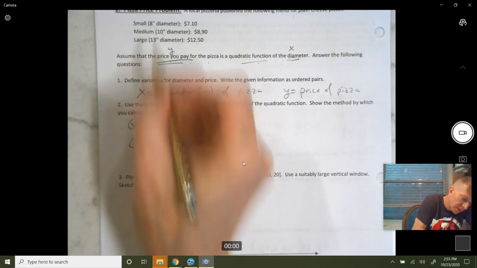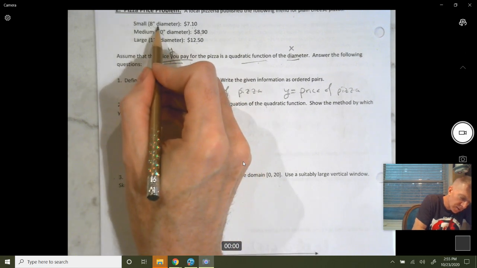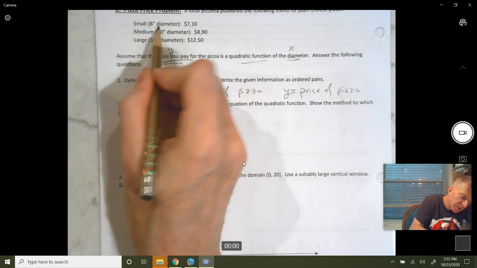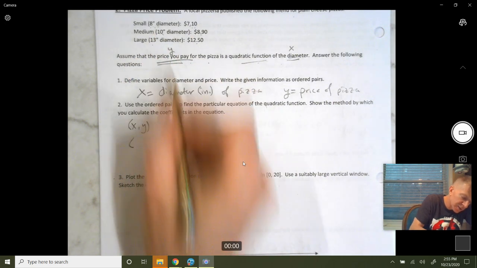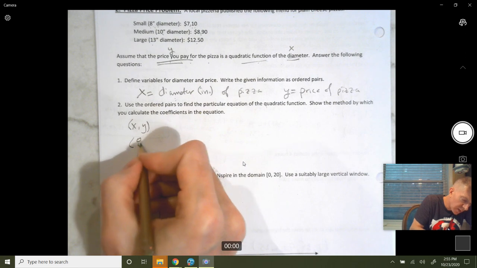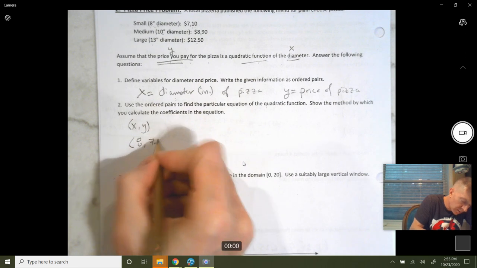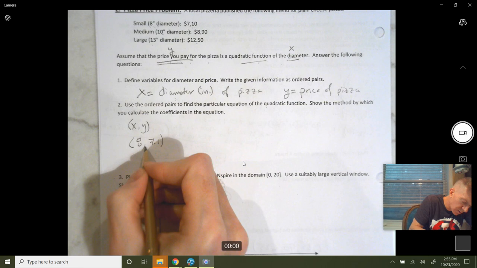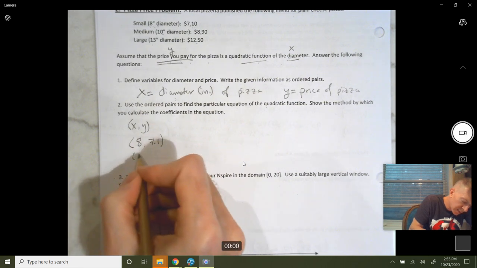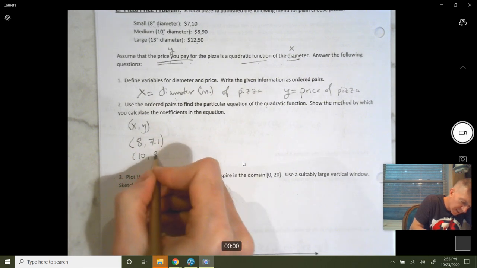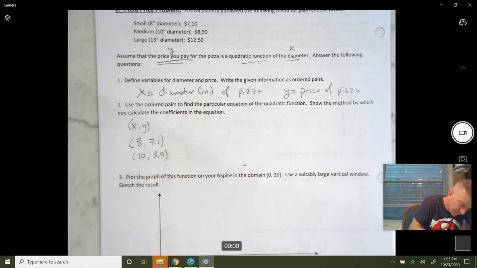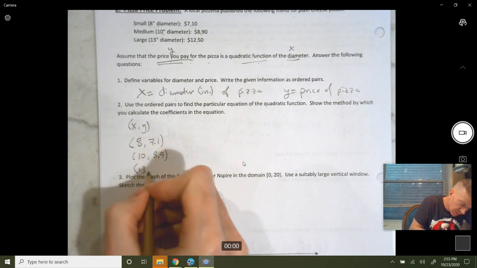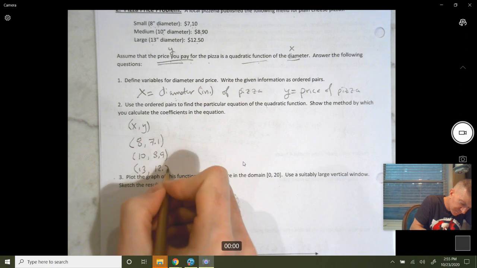Your first one, 8 inches in diameter, gets you a $7.10 pizza. If you need to double check, it's nice that you wrote this down. The 8 inches of diameter, that's your x value. So 8 comma 7.1, put 7.10, but 7.1. 10 inches in diameter is going to be $8.90, 8.9. 13 inches in diameter, 12.5.